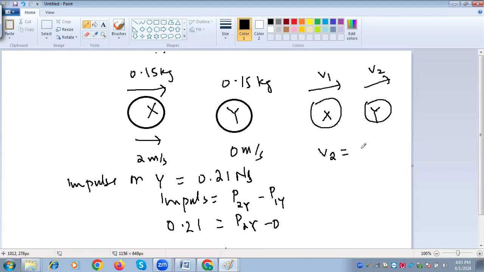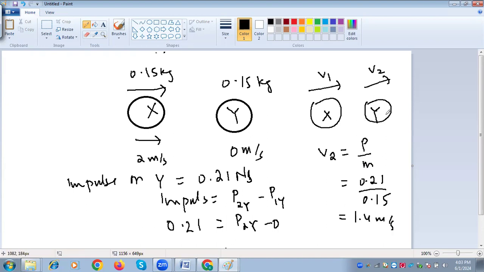V2 is equal to momentum over mass. How will you get it? Momentum divided by mass, because P is equal to M into V. So this is 0.21 divided by 0.15, which is 1.4. This was moving with a velocity of 1.4 meter per second.